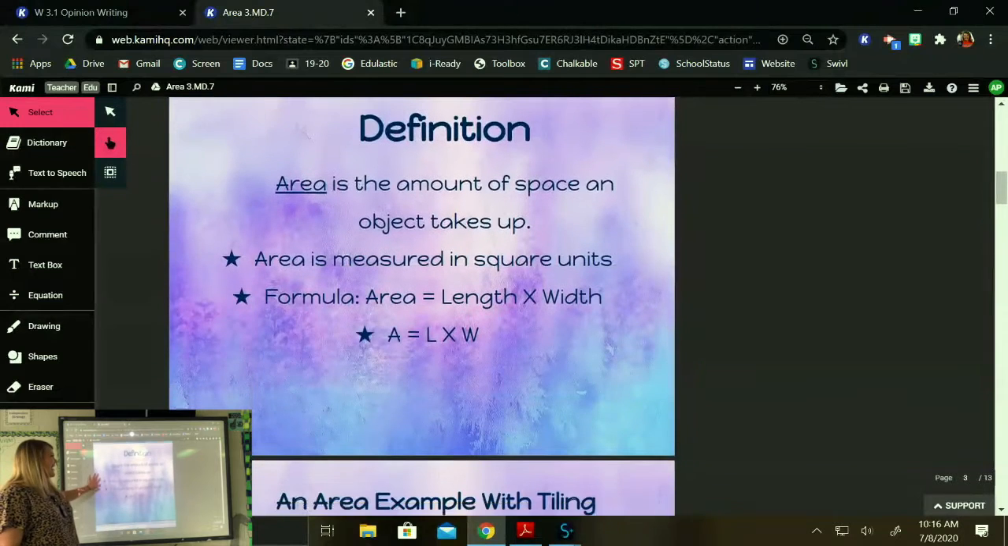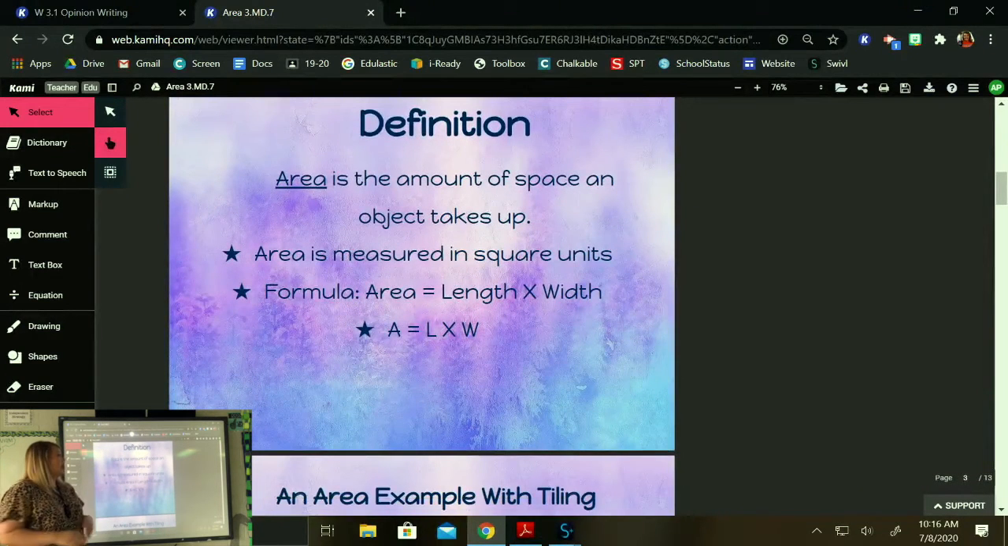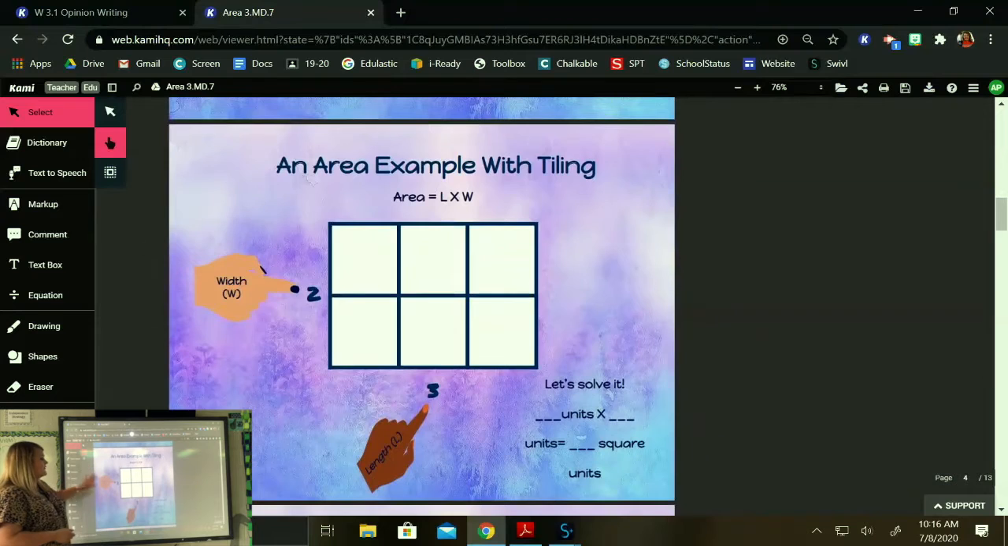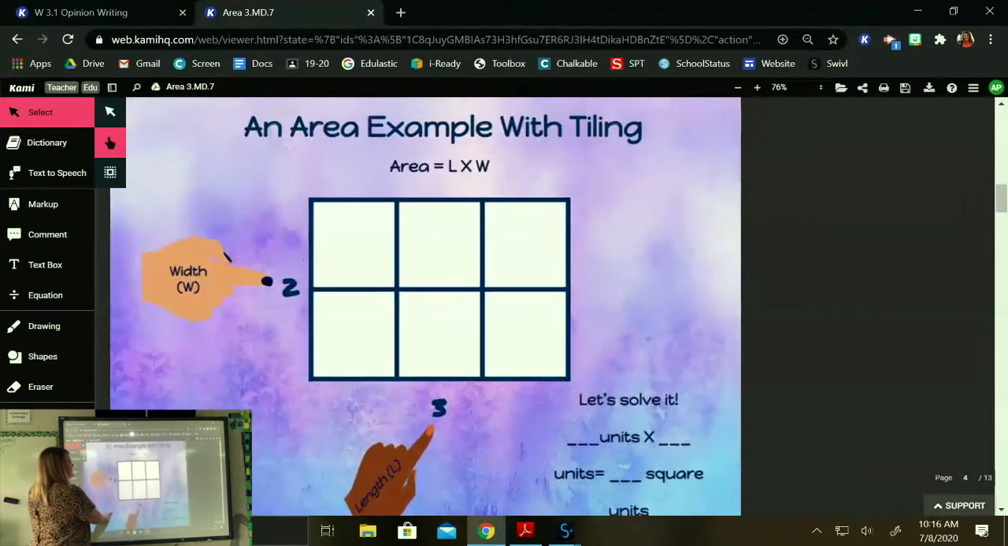So, area is the amount of space an object takes up. It's measured in square units, and the equation is area equals length times width. Now, you might see that as A equals L times W sometimes because it's abbreviated when we're working in our math books a lot. Now, one of the ways that you're going to see your area problems is with tiling.